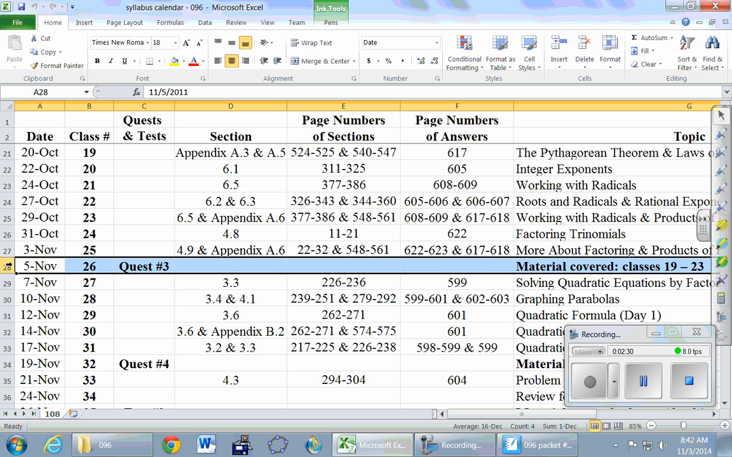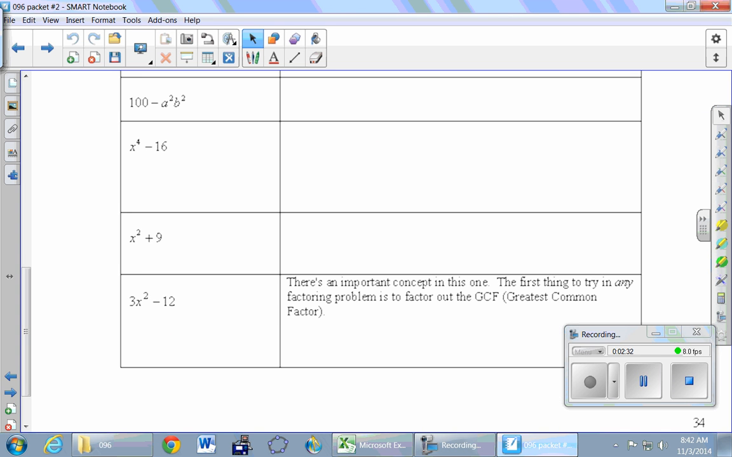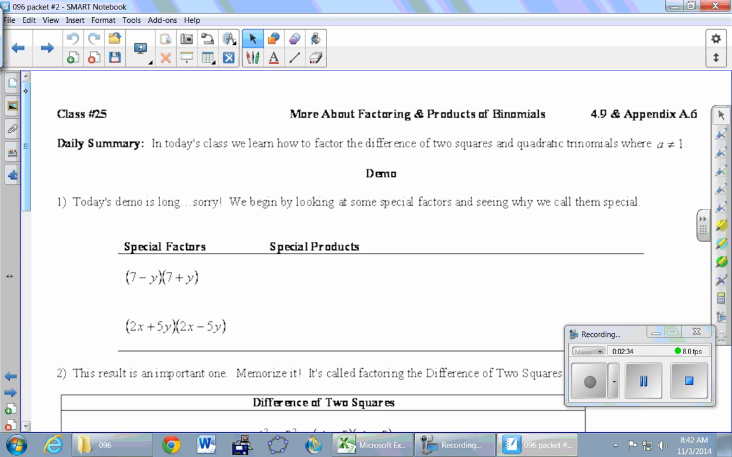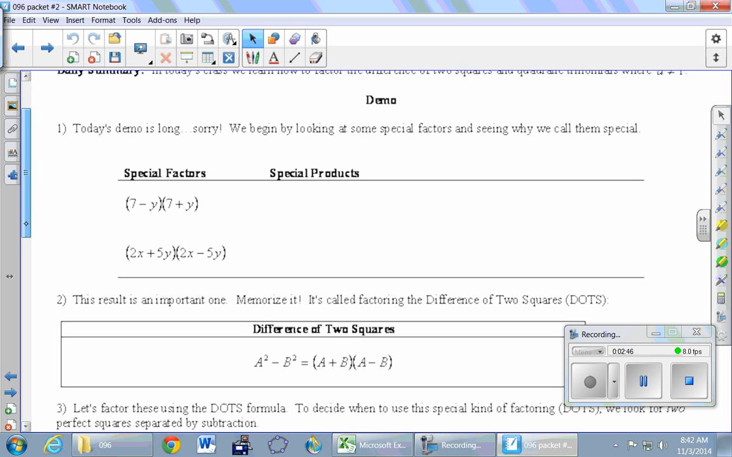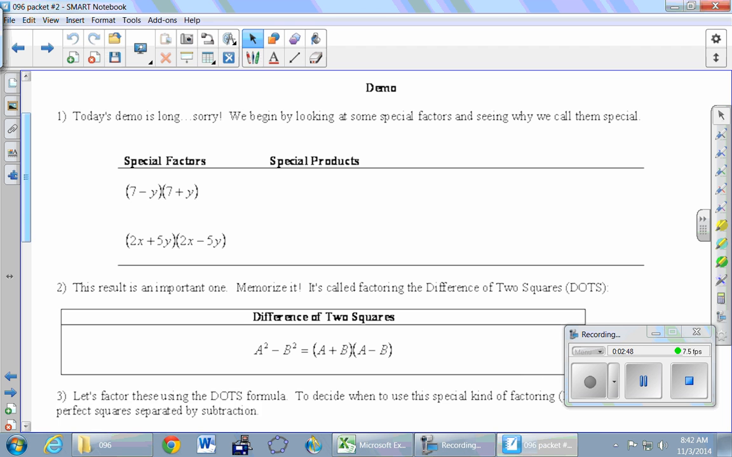Okay. So again, we're here on page 34, and we'll jump in right at the top. Can we go to Tara for the daily summary? Thank you. Okay, so first a quick apology. It's a long demo. We'll give you some time to do group work, but we've got a lot of material we're going to kind of cruise through together first. We begin by looking at some special factors and seeing why we call them special.